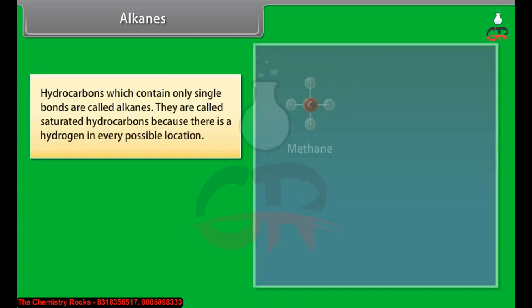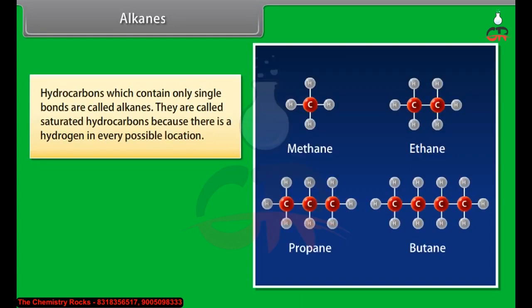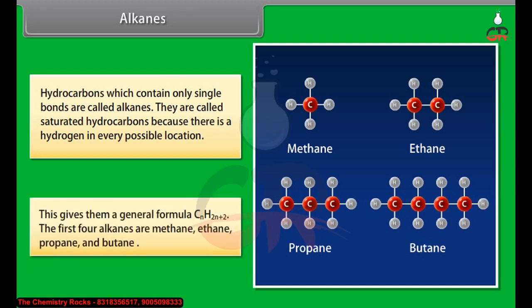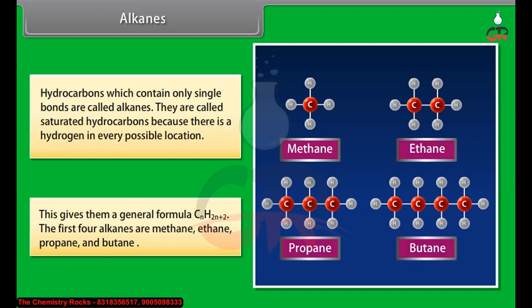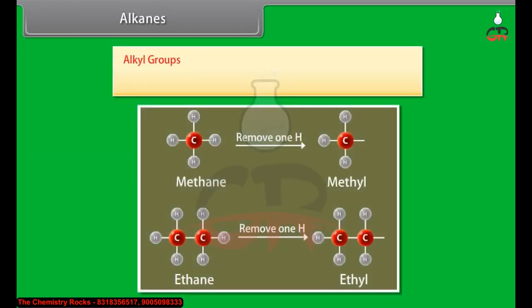Alkanes. Hydrocarbons which contain only single bonds are called alkanes. They are called saturated hydrocarbons because there is a hydrogen in every possible location. This gives them a general formula CnH2n+2. The first four alkanes are methane, ethane, propane and butane. Alkyl groups. An alkyl is basically an alkane minus one of its hydrogen atoms. For example, if methane loses one hydrogen, we get methyl. Similarly, if ethane loses one hydrogen, we get ethyl.